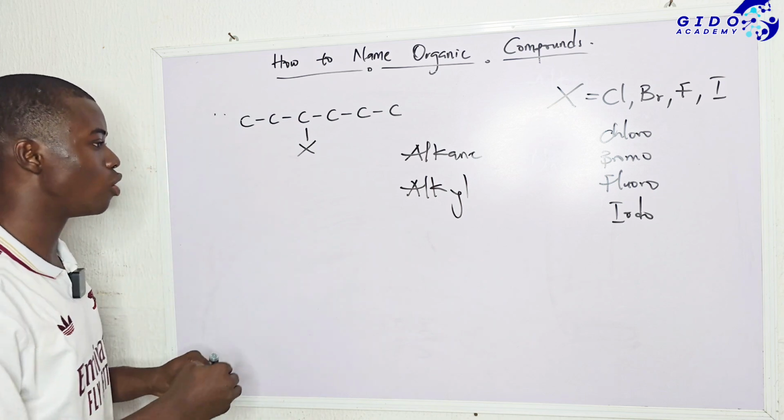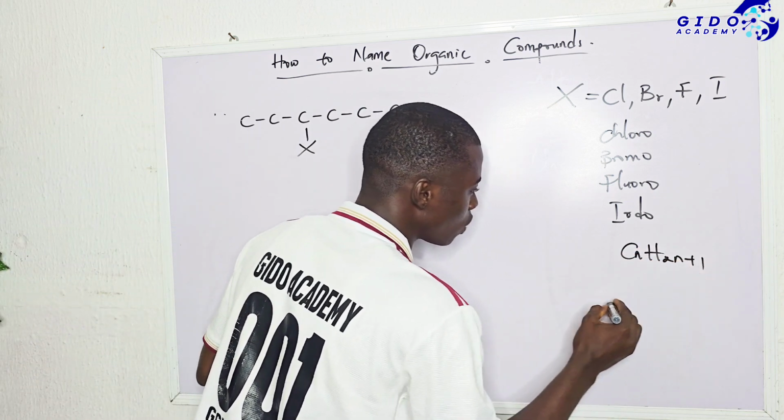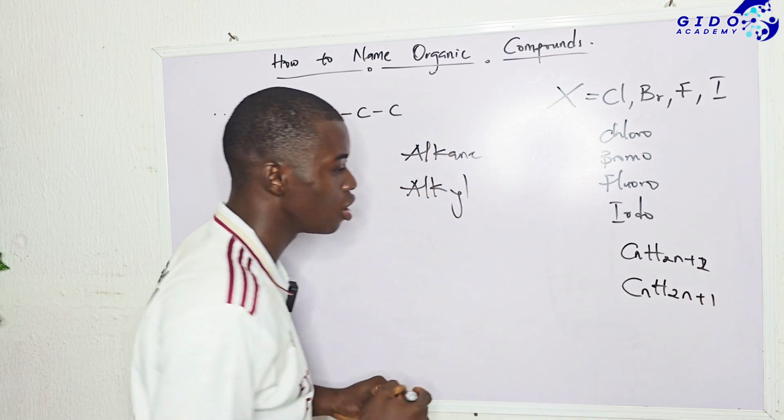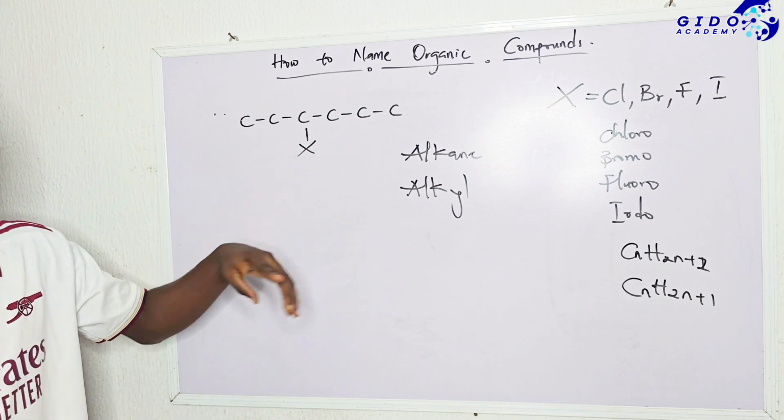So remember, the formula for alkane is CnH2n+2. But alkyl is CnH2n+1. So when alkane loses one hydrogen, it will become what? Alkyl. So how come it has lost one hydrogen?